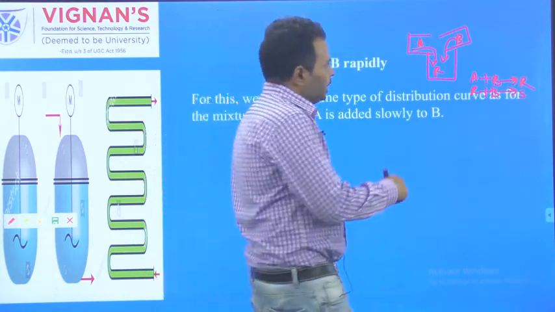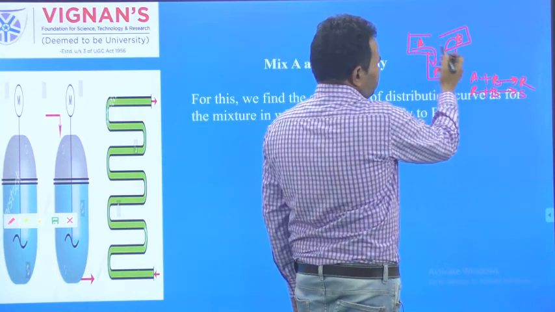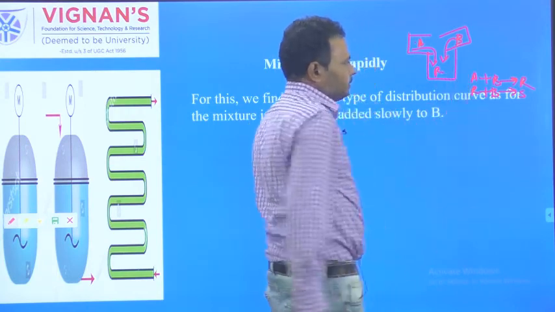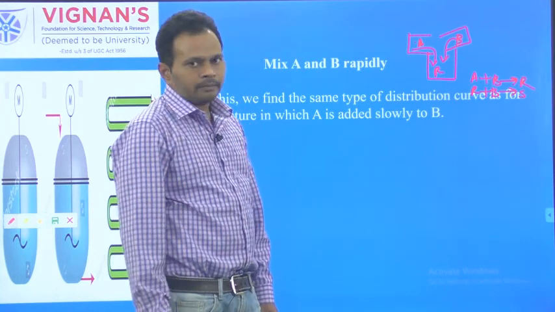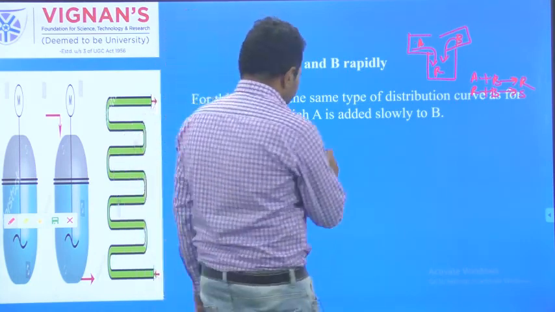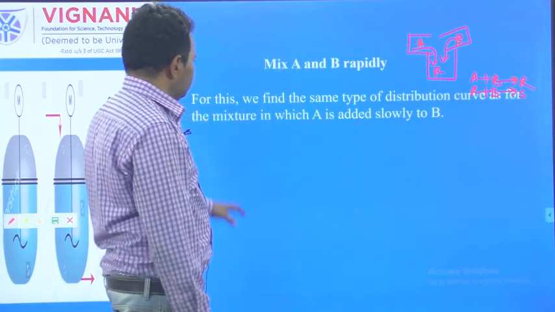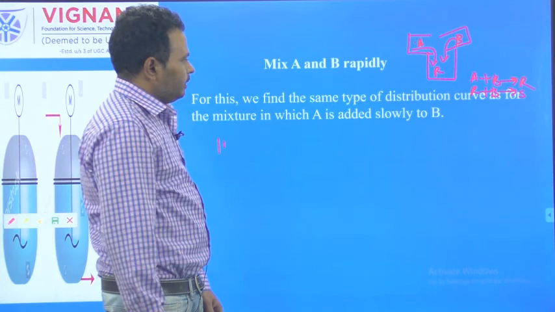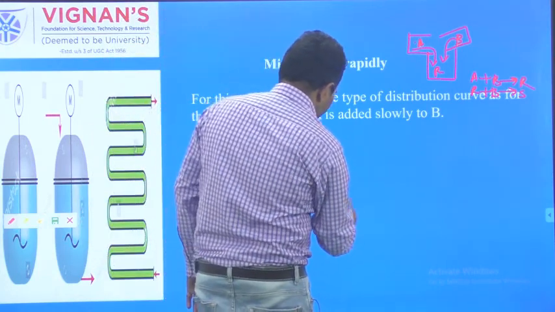Okay. So if we keep on adding A and B, immediately what happens? B simultaneously reacts with A, and B simultaneously reacts with the R and produces S. So in this case, generally what happens? For this case, we can obtain the same type of product distribution as when A is added slowly to the B. So in this case, we can obtain the product distribution like this.